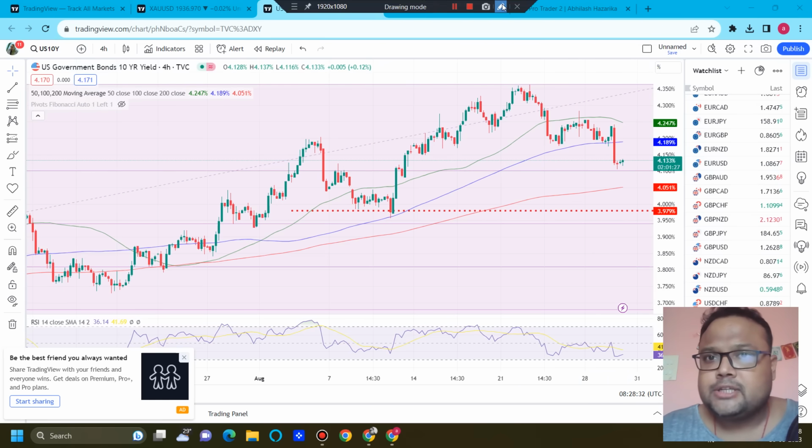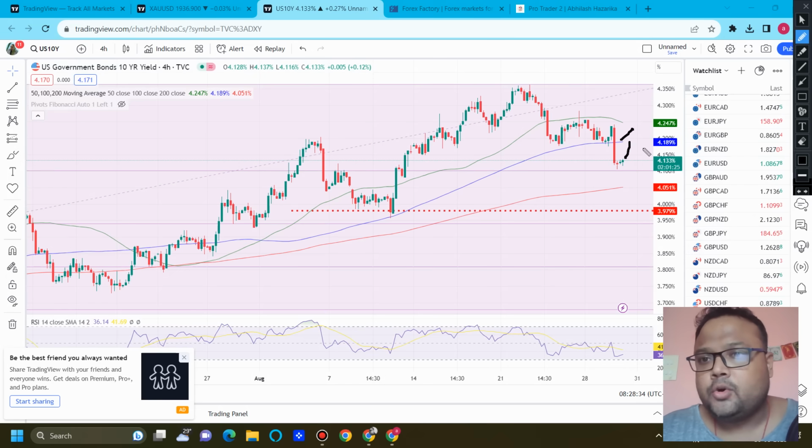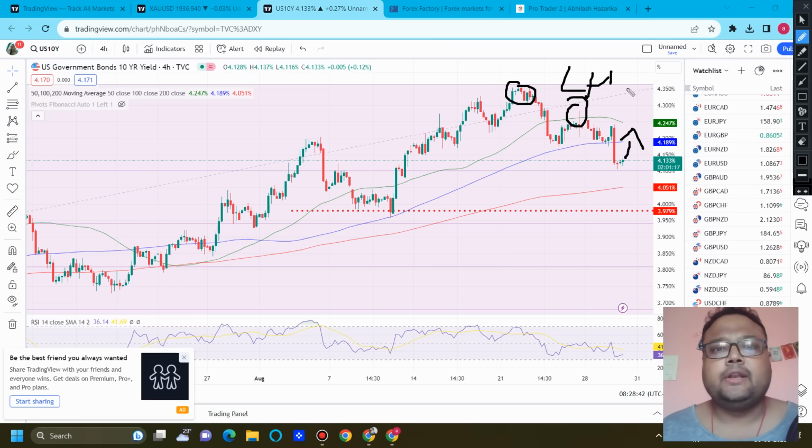So there is a chance that the market will try to go up from here. Here also we can see that the US government bond is forming lower highs, which is also a significant thing to observe. But right now, the government bond is also standing at support. So let's wait and watch.